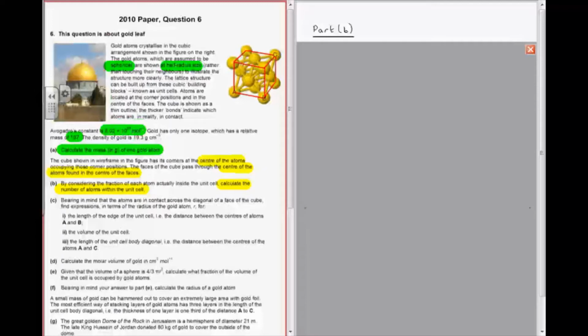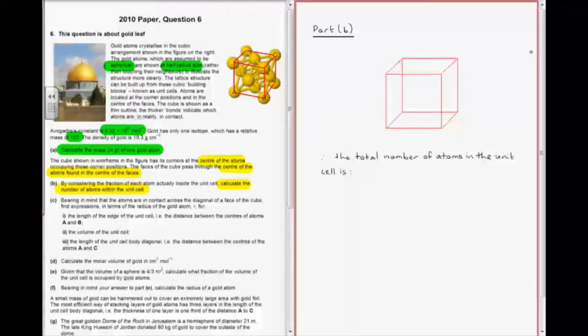This question really involves you looking at the diagram and trying to picture the unit cell in 3 dimensions. If we look at the cube, if the faces of the cube pass through the centre of the atoms found in the centre of these faces, then we know that the centre of each face must contain a half of an atom, and so we can represent this by adding a half to the centre of each of the faces of our unit cell.